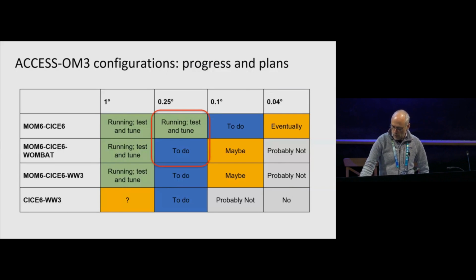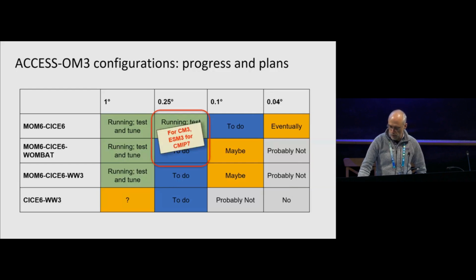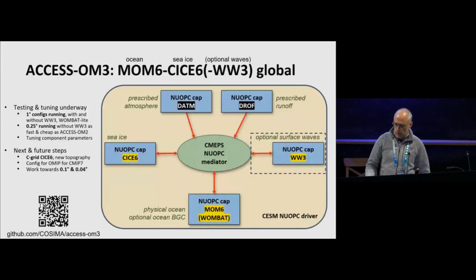There's a subset of these that are relevant to CM3 and ESM3, which are those two. So those configurations at a quarter degree are intended for CMIP7. So the architecture looks like this. We've adopted a new coupler technology called NUOPC, which is extremely flexible and powerful and opens up a lot of possibilities in the future for coupling other things such as ice sheets.